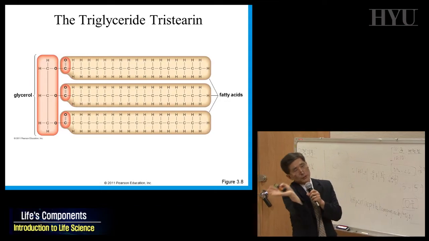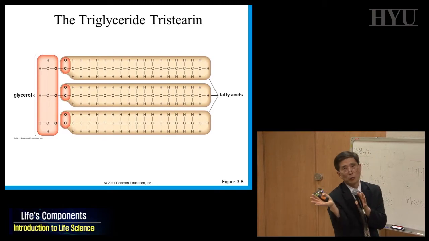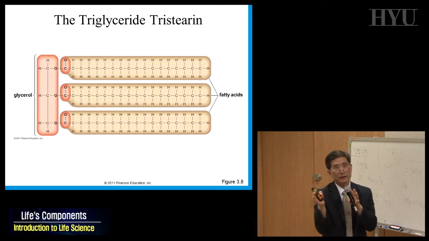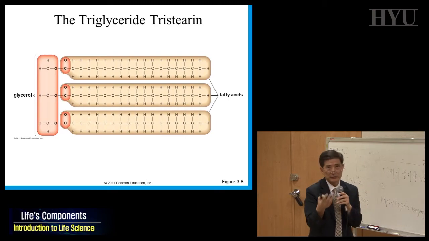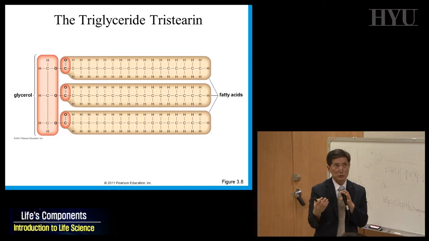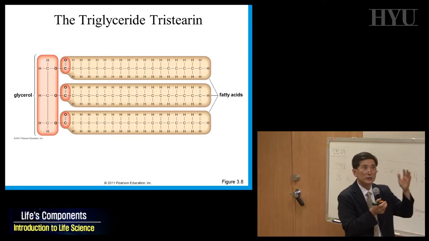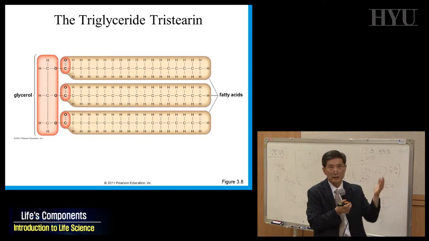Because they are kinked, they cannot line up well enough. So what happens? At room temperature, they're liquid. Think about olive oil. Think about sesame oil. They're all liquid at room temperature. That's why it's better for you than saturated fatty acid. Got it? So saturated fatty acid is animal fat, which solidifies at room temperature. That's why it's bad for us.